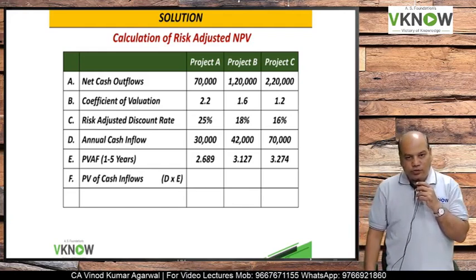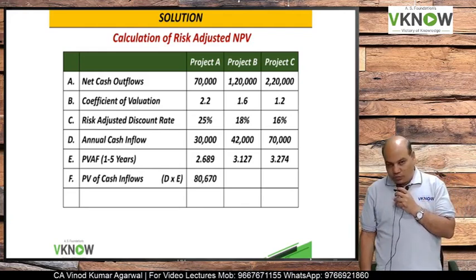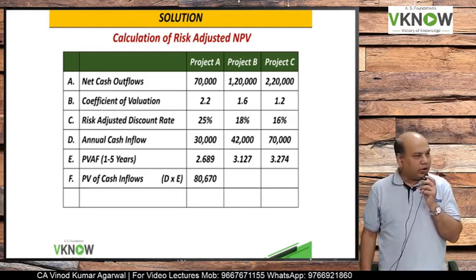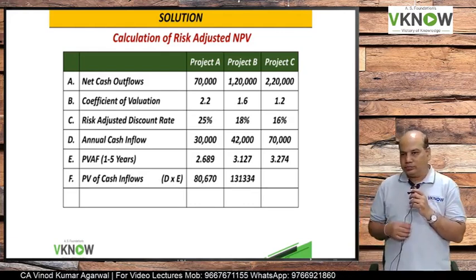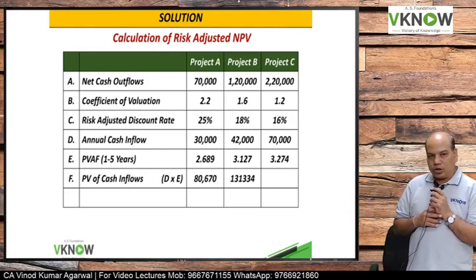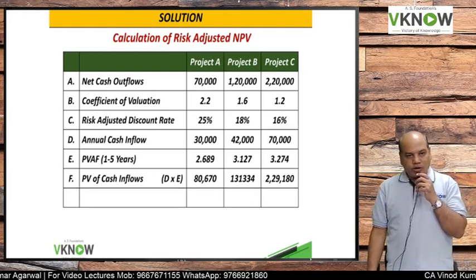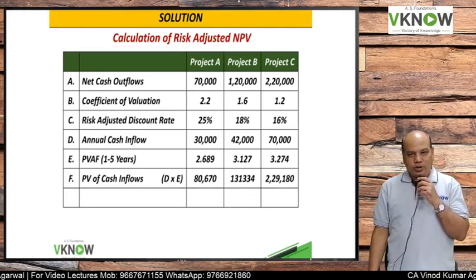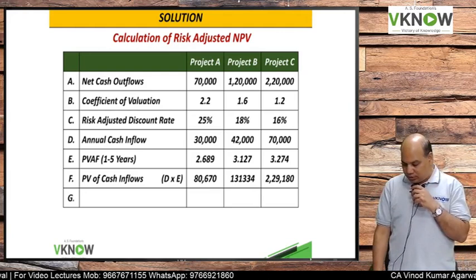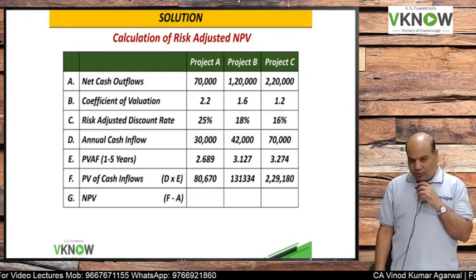Multiply D into E. Yes, who will give me the answer first? 80,670. Come on, next one. 131,334. Come on, next one. 229,180. Are you there?